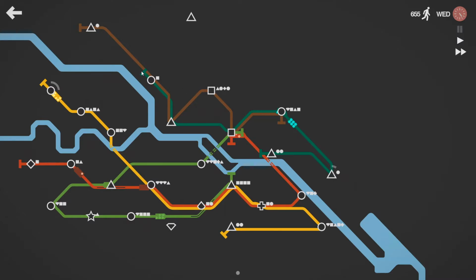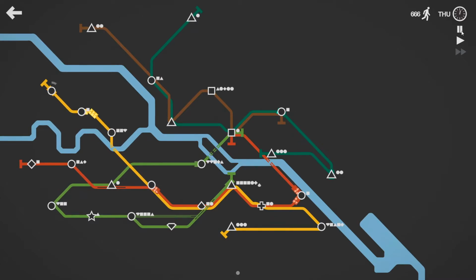The dark green will serve the circle in a few moments. I'm going to delay what's happening on the brown line for now. But for how long is the question? And now we have a diamond!